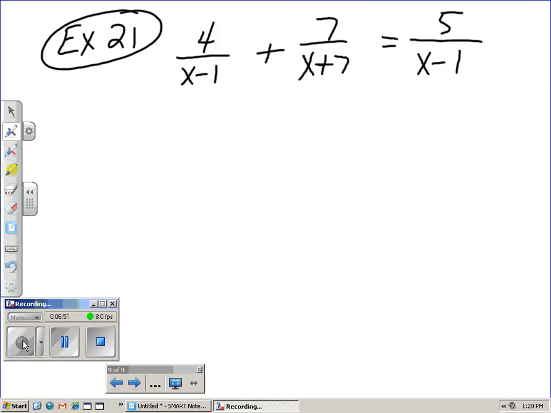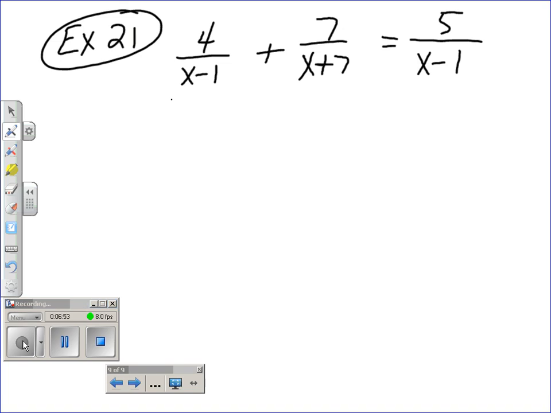All right, what if you have more than one denominator? Like we have an x minus 1 here, and we have an x plus 7 here. So we have two different types of denominators. There's another x minus 1. We're just going to ignore it. We've already covered it here.